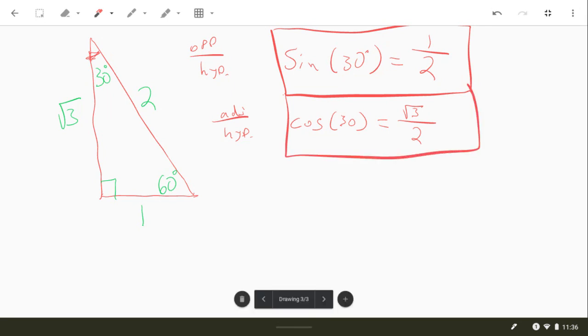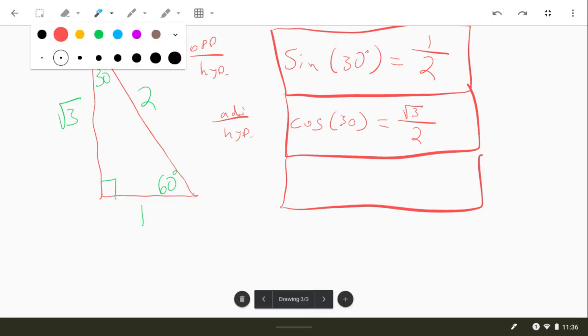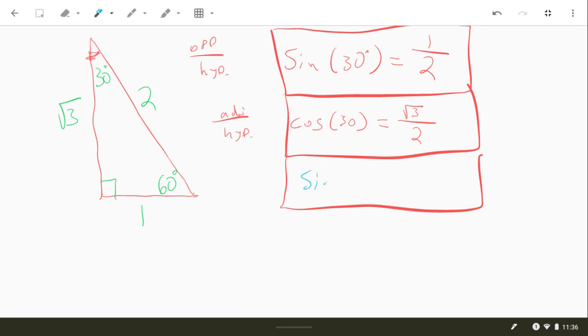You do those now. Let's look at sine of 60. From this angle, opposite is going to be the root 3, and the hypotenuse is going to be the 2. So notice cosine of 30 and sine of 60 are equal to each other.